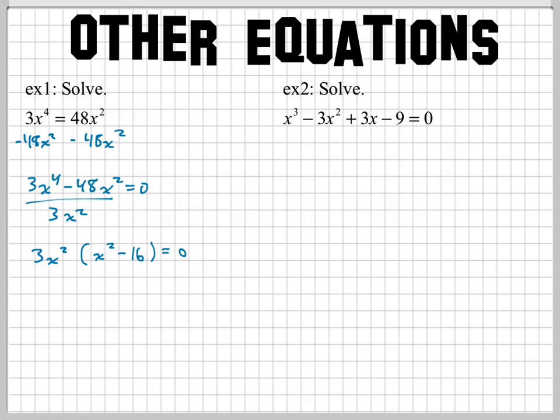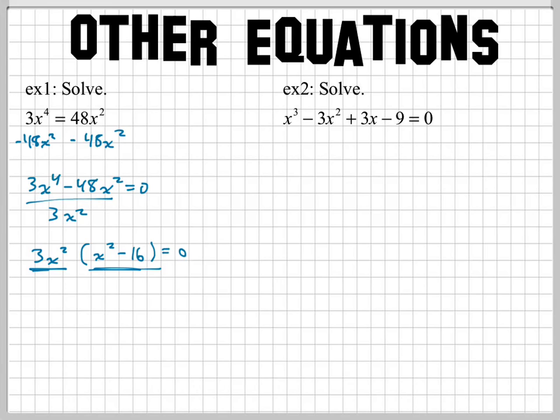So how'd that happen? I went 3 divided by 3, which is 1. And then I went x to the fourth divided by x squared, which is x squared. Then I went negative 48 divided by 3, which is negative 16. And then x squared divided by x squared is just 1, which is why there's no more x right here. And so this is what I took out, and this is almost fully in factored form.